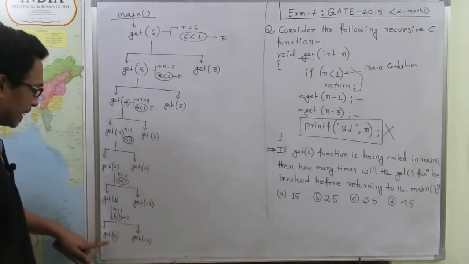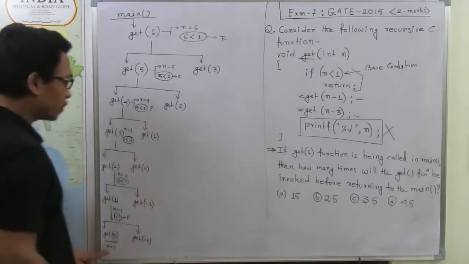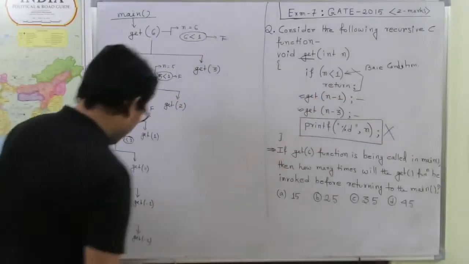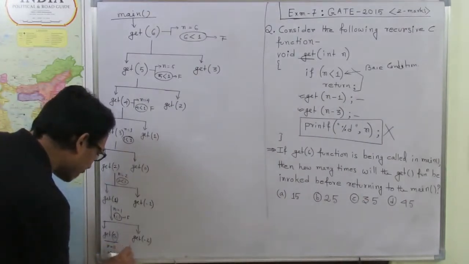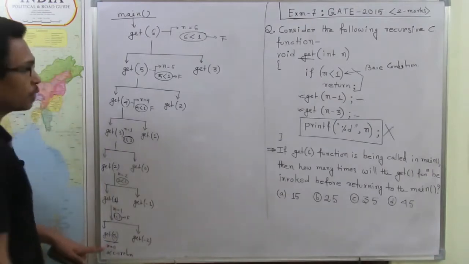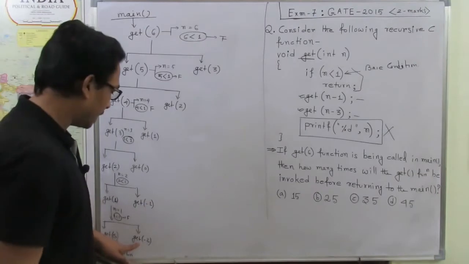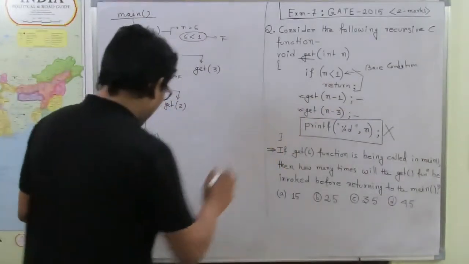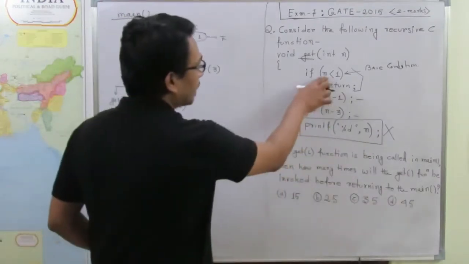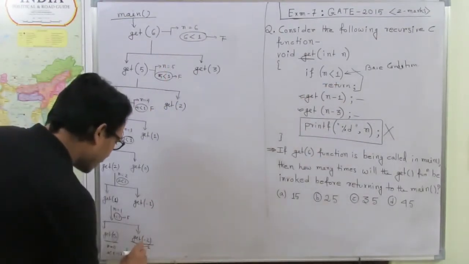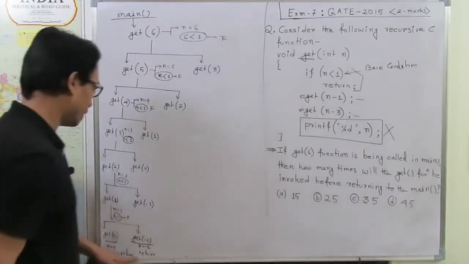Now look at here, in this case the value of n is 0, so 0 less than 1, that means here we will get return. Clear? That means no more functions will be called. Now in this case again the value of n is minus 2, so minus 2 less than 1, yes, true, that means we again get return. That means no more get function will be called in this case also.